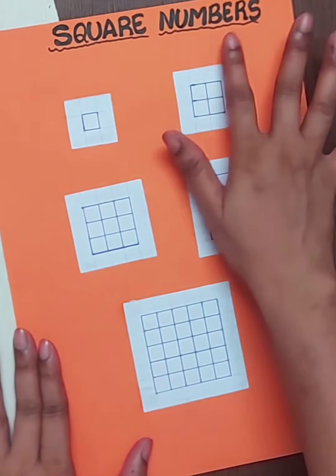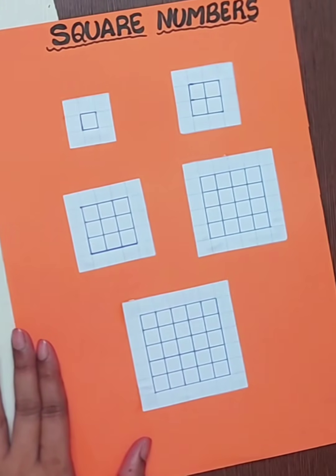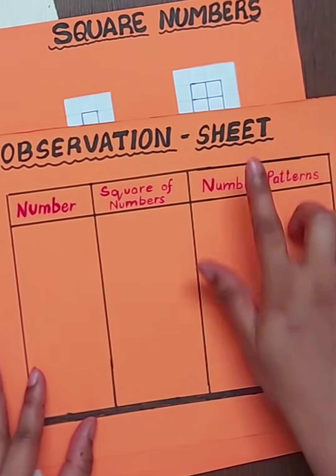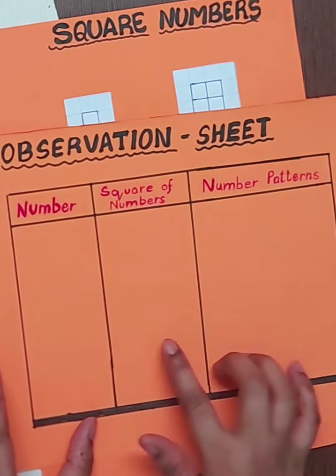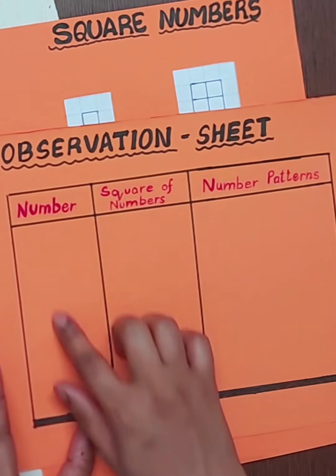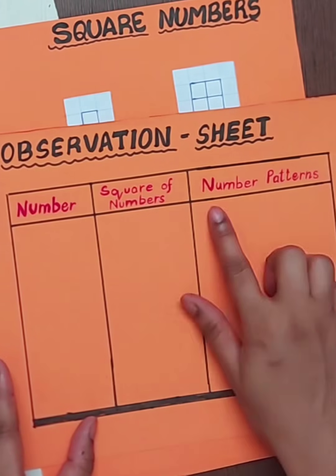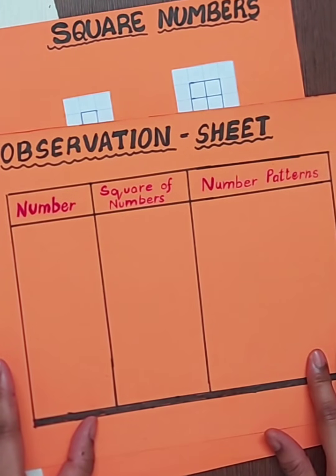Here we will calculate the square numbers, and I have also prepared an observation sheet. Here we have 3 columns. In the first column we will write down the number. In the second column we will write the square of the numbers, and in the third column we will write the patterns, number patterns.